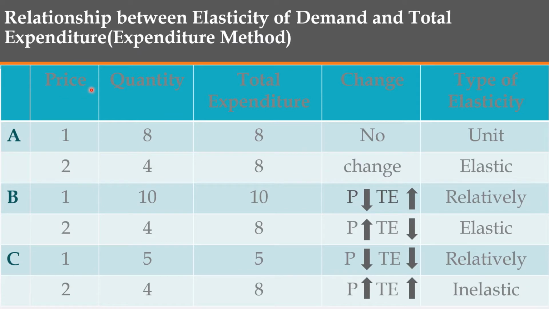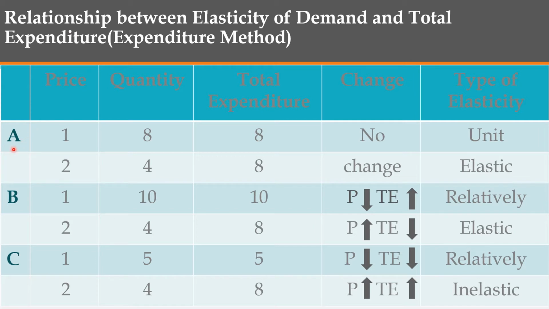Having said that price into quantity demanded gives us total expenditure, let us now venture out into studying the relationship between elasticity of demand and total expenditure. This method is called the expenditure method of finding elasticity of demand. It was Alfred Marshall, the economist, who found that there is a relationship between elasticity of demand and total expenditure. So let us study this expenditure method and this relationship with the help of this table.